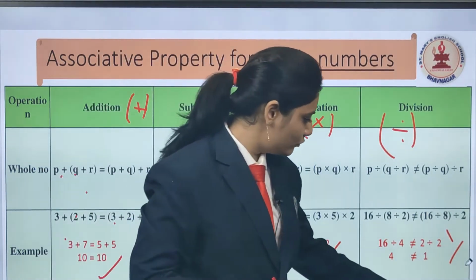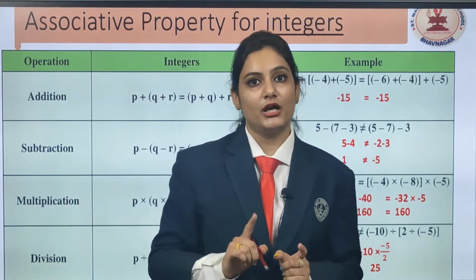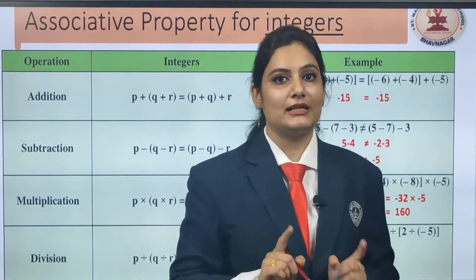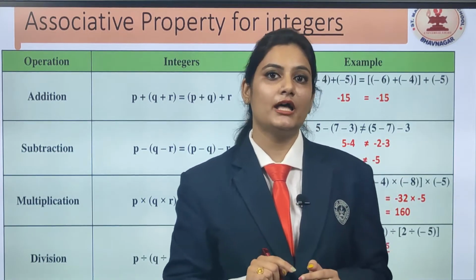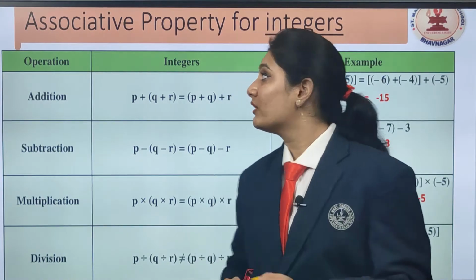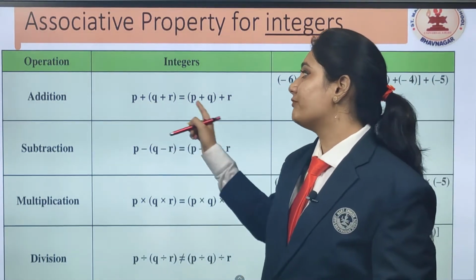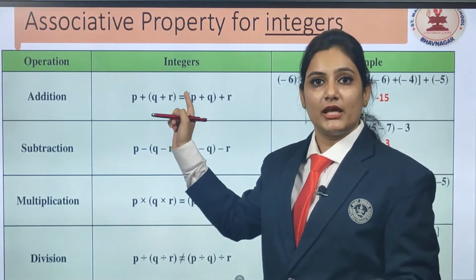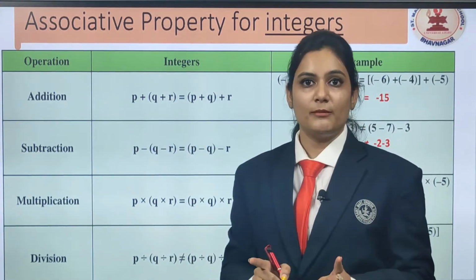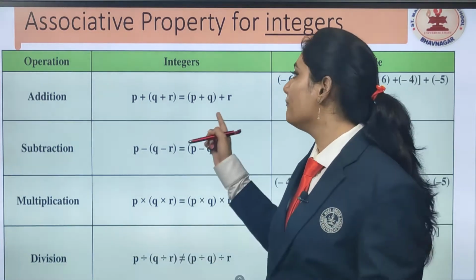Okay children, now we will move forward to associative properties of integers. When we are doing this, we want the answer as integers. If we are getting the answer as a rational number, then also it is not closed under it. Now first it is addition. So for integers, what is the first step? We will take 3 numbers, keep 2 numbers in a bracket, and on the right hand side take the other 2 numbers in the bracket.